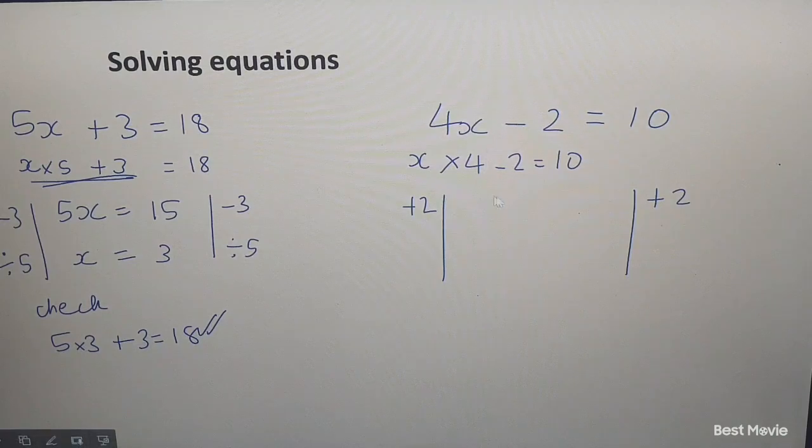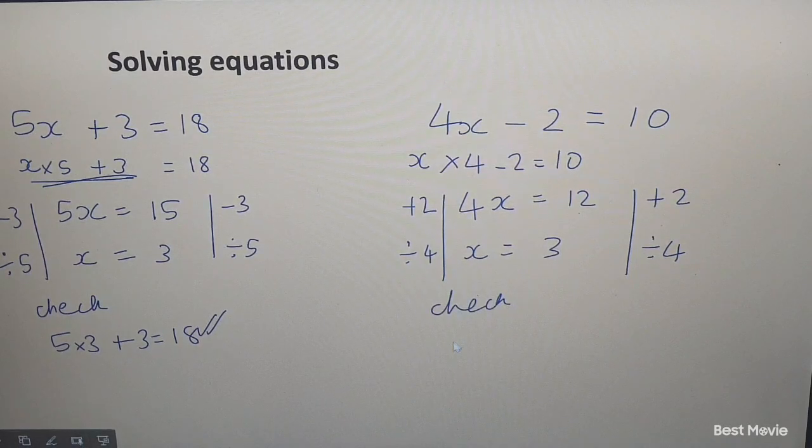4x take away 2, add 2 is 4x. 10 add 2 is 12. And then the other thing that you need to do the inverse operation of is times 4, which is divide 4. Should have written this earlier. So 4x divided by 4 is 1x, and 12 divided by 4 is 3. So your check is 4 times 3, take away 2, is equal to 10.